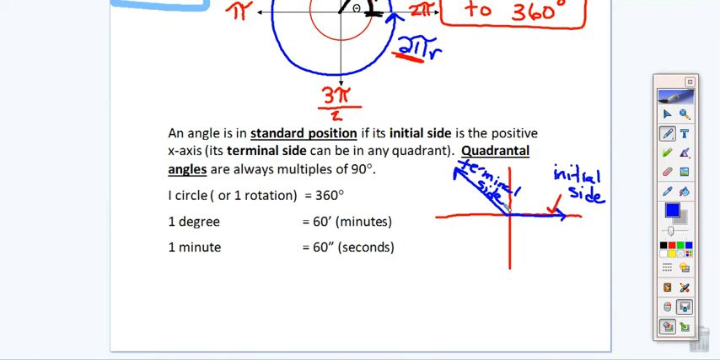Okay, let's talk, kids. Okay, so it says right here, one circle or one rotation is how many degrees, kids? 360 degrees. Okay, let's talk right here. 1 degree is equal to this. We got to talk here. We start talking about circles and angles in terms of minutes and seconds afterwards, okay? 1 degree is equal to, it says what here, kids? 60 minutes. And 1 minute is equal to what?